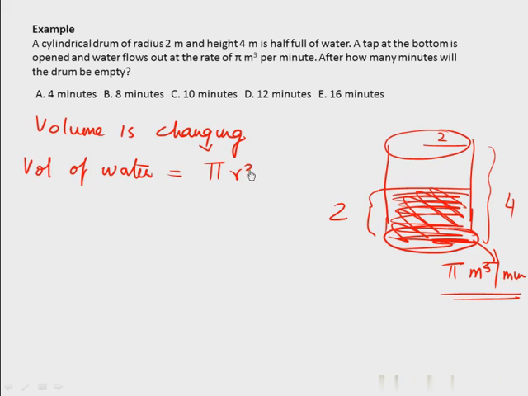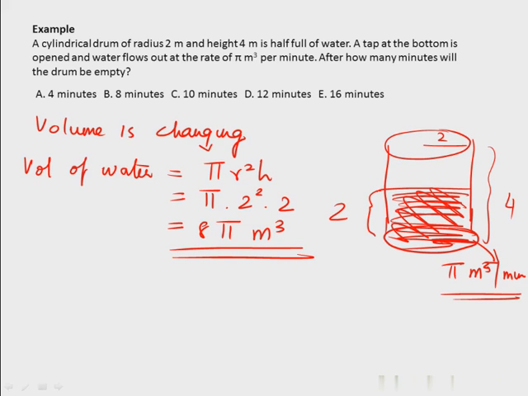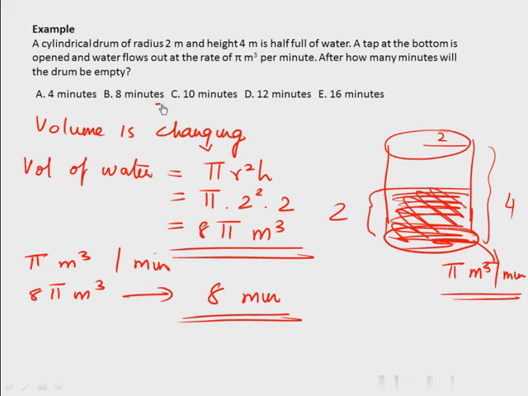So volume of water is pi r squared h, which is pi into 2 square into 2. Since it's half full, its height is 2. That's 8 pi meter cube of water. That's the amount of water in there. When the tap is opened, how much water flows out per minute? Pi meter cube per minute. We need to empty out 8 pi meter cube. Obviously, that's going to take 8 minutes. The answer is B.